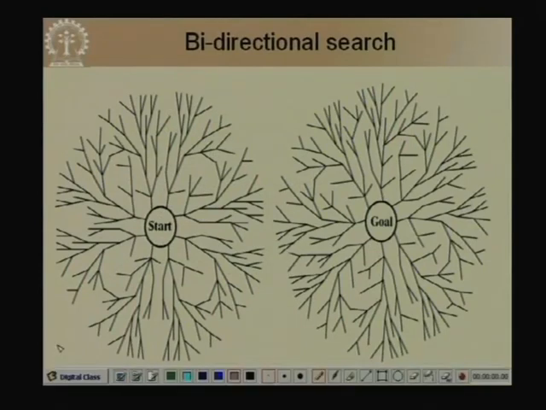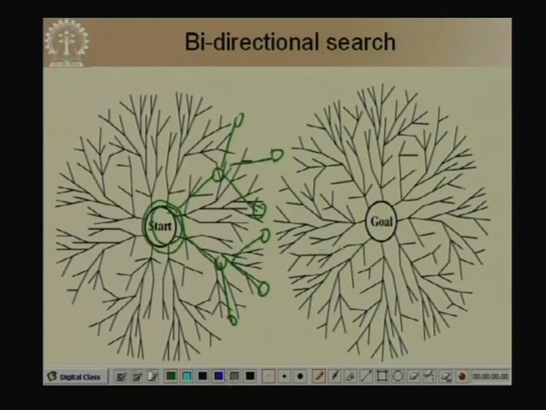So let's discuss bidirectional search. In the other search methods that we have discussed, one starts from the start node, and then the search process explores the different nodes in search of a goal node. So the search branches out from the start state.